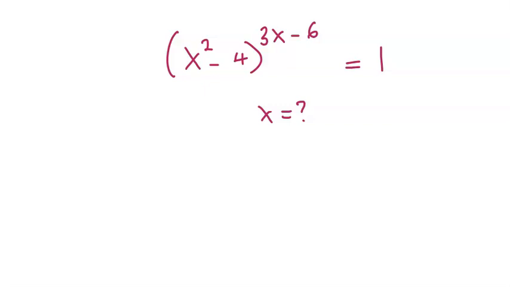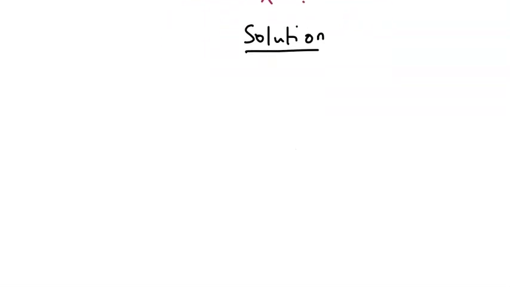Today we have this interesting problem. I think it's an Olympiad math, and we're asked to solve for all possible values of x that satisfy this original equation. So how can we solve this problem? We have three cases to consider here. Let's begin with the first case.